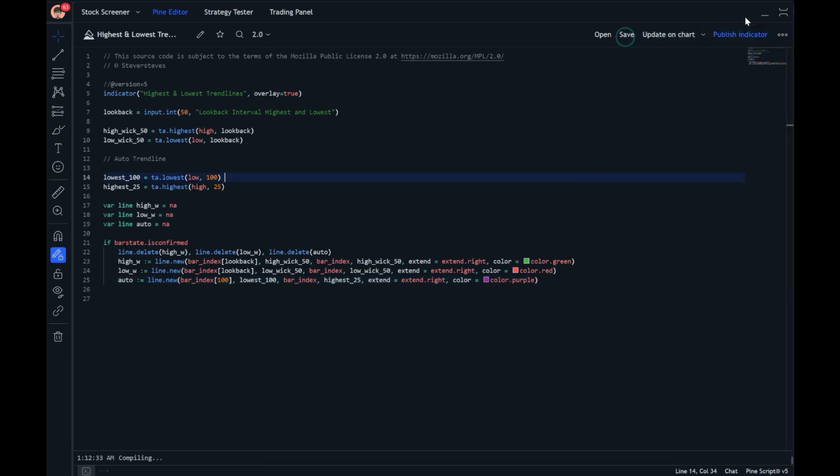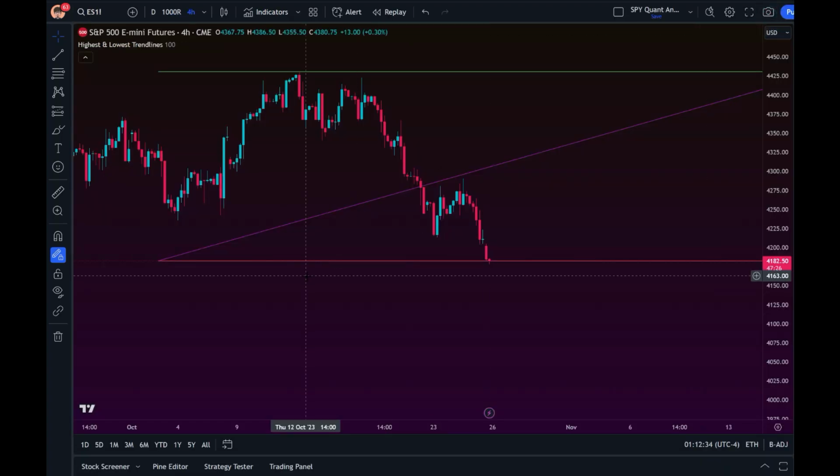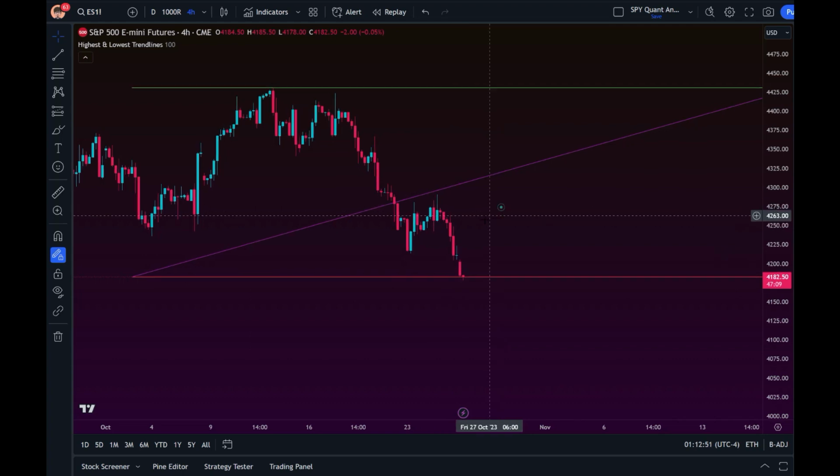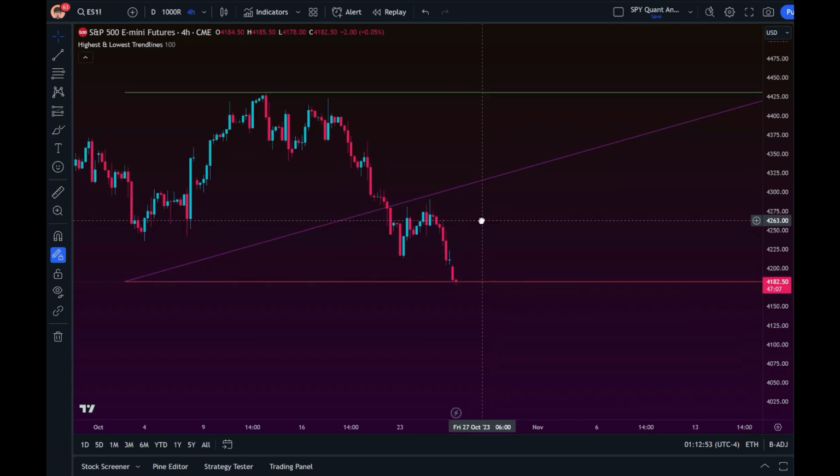Now we're going to save this. And there we go. We have our trend line, which interestingly served as kind of a rejection point in this general area. Okay. What about creating a manual trend line through Pinescript? How would we do that?